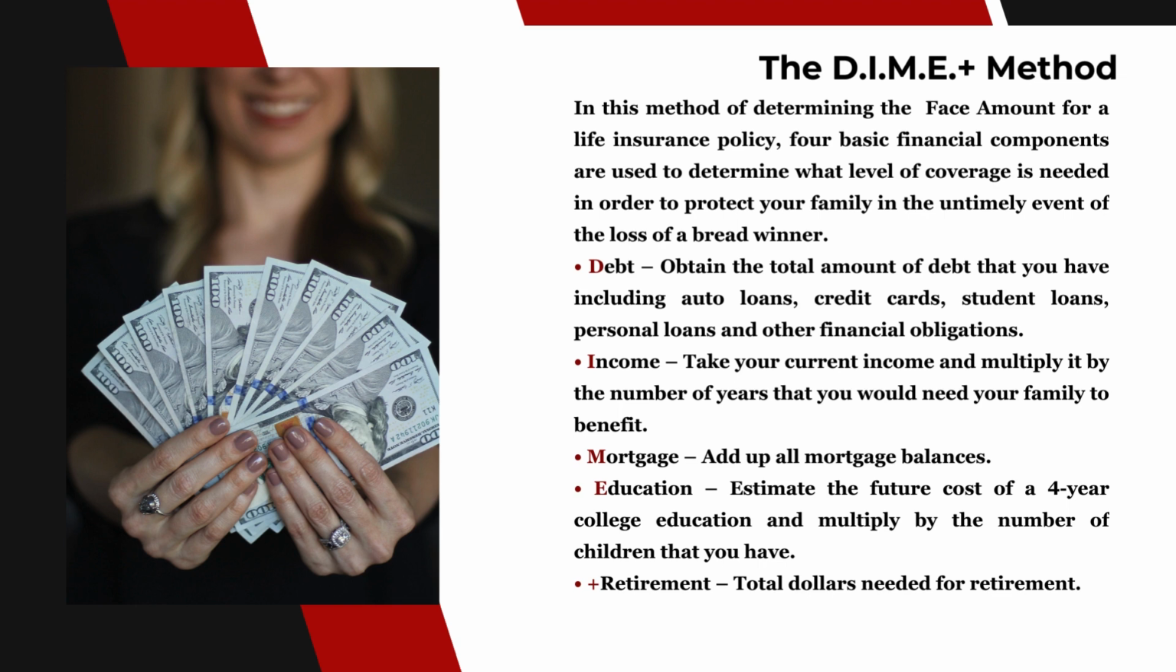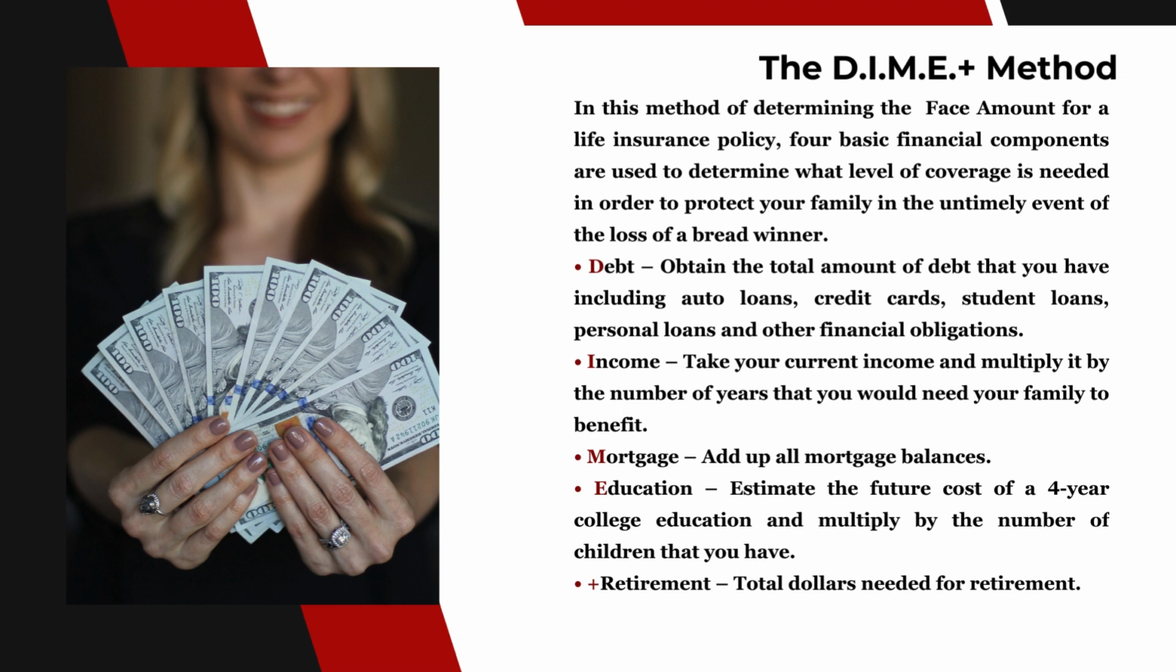Debt. Obtain the total amount of debt that you have including auto loans, credit cards, student loans, personal loans and other financial obligations. Income. Take your current income and multiply it by the number of years that you would need your family to benefit. Mortgage. Add up all mortgage balances. Education. Estimate the future cost of a 4-year college education and multiply by the number of children that you have.